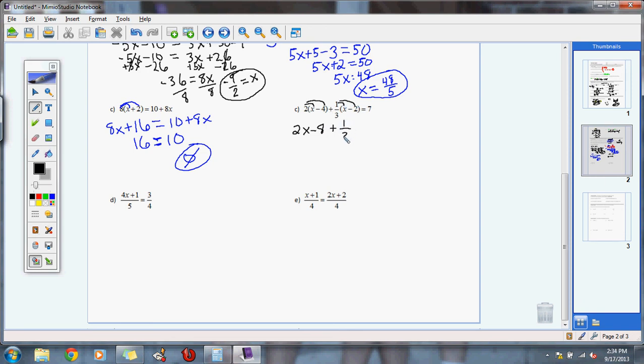So that's going to give you 1/3 x, and then it's going to give you minus 2/3, because the 2 is on the top. That's really 2 over 1 when you distribute. And on the right side, we still have 7. So I haven't done anything but distribute so far.